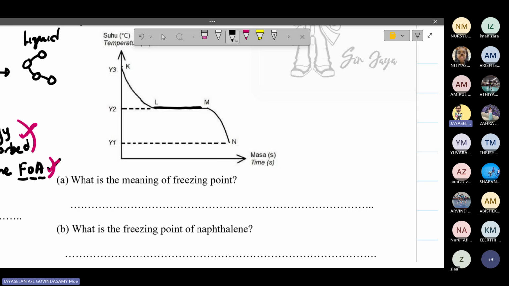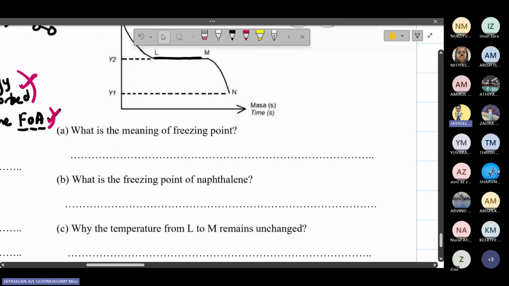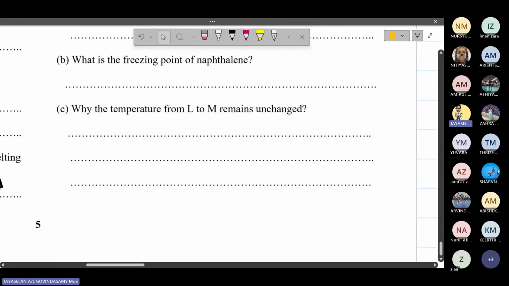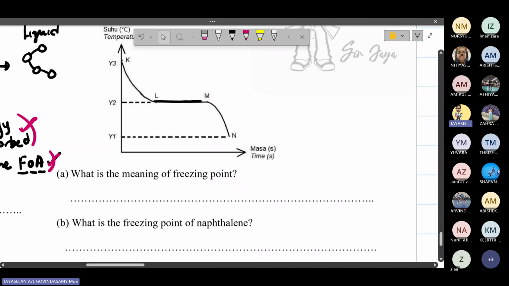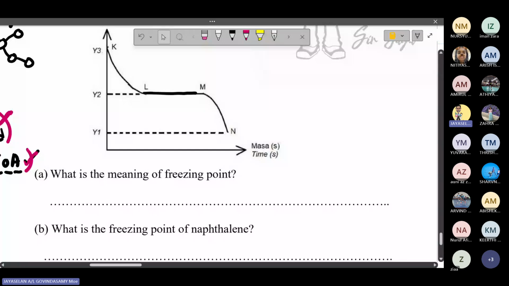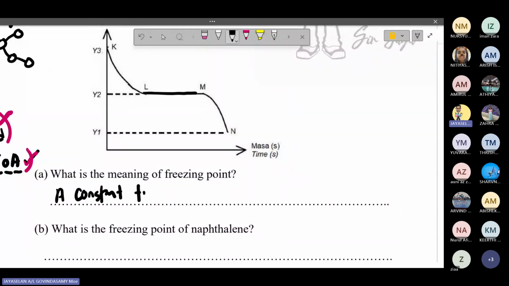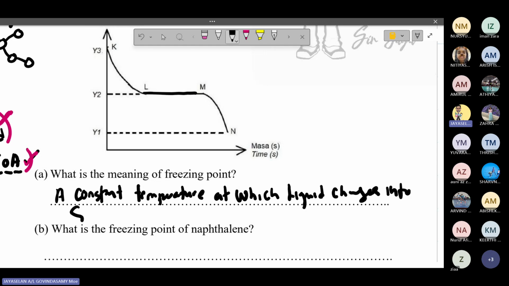Okay, so now check the answer. I wait for 1 more minute. So y'all answer this now. Okay, now we do this question. What is the meaning of freezing point? Y'all check your answer. There must be constant temperature. Don't put a constant point. A constant temperature at which liquid changes into solid. Very simple definition. You already score 1 mark.